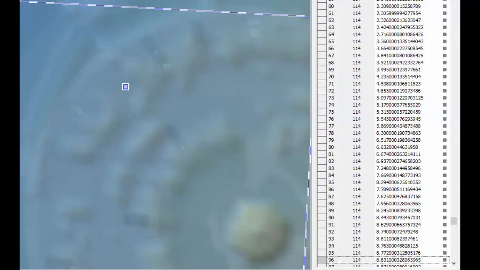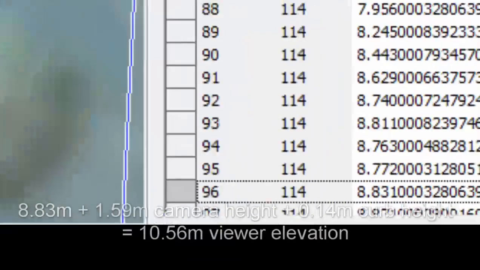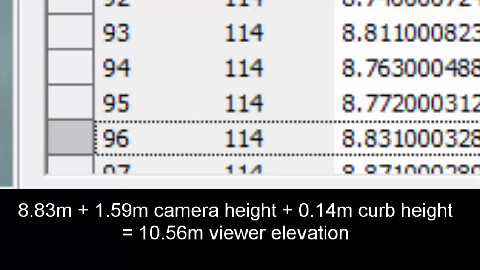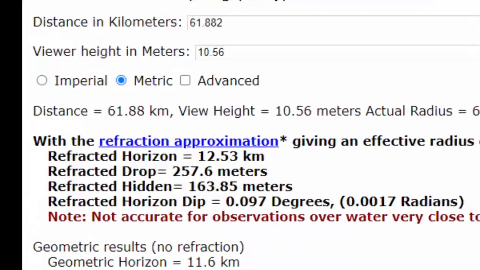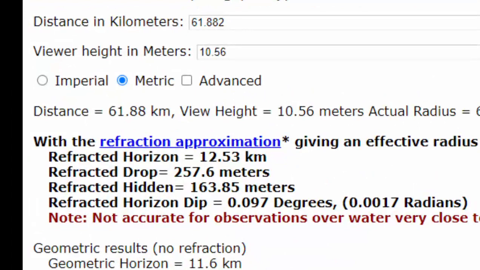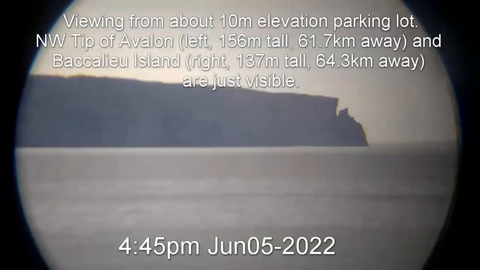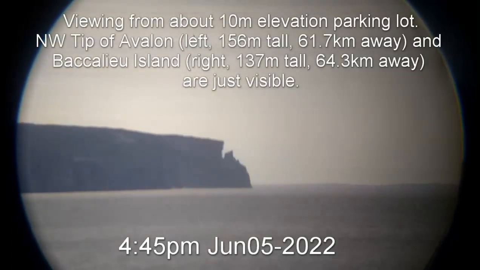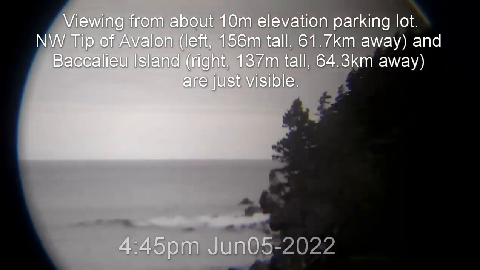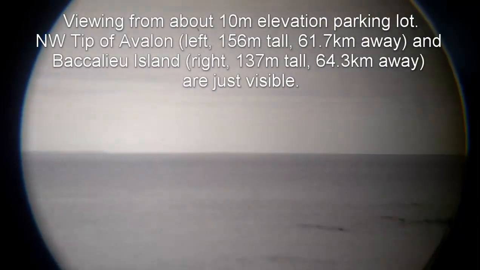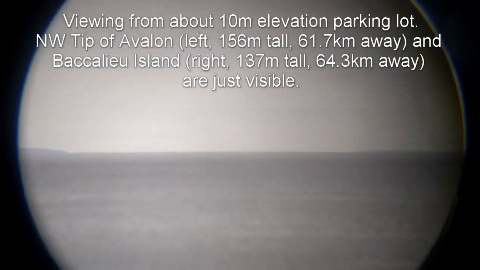Alright, here's LiDAR data showing my elevation. Add it all up, you get 10.56 meters viewer elevation. And then we plug it all into a curve calculator, and even with standard refraction, the whole target should be hidden by the ocean. But here we see the 157 meter tall target, and we see Backloo Island to the right, even though it should be all hidden. So does this mean Earth is not a globe?